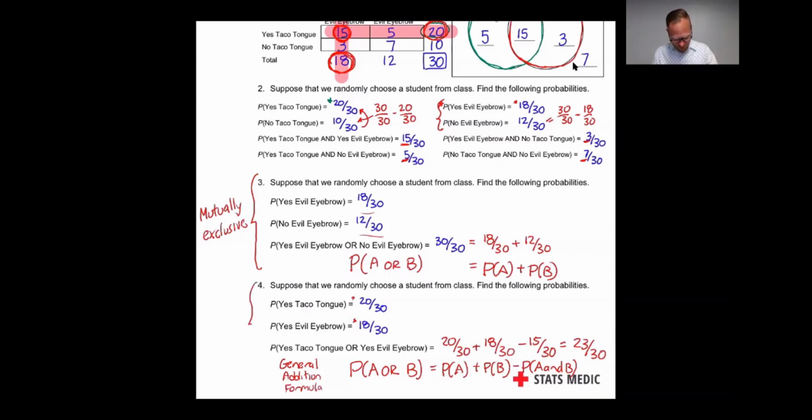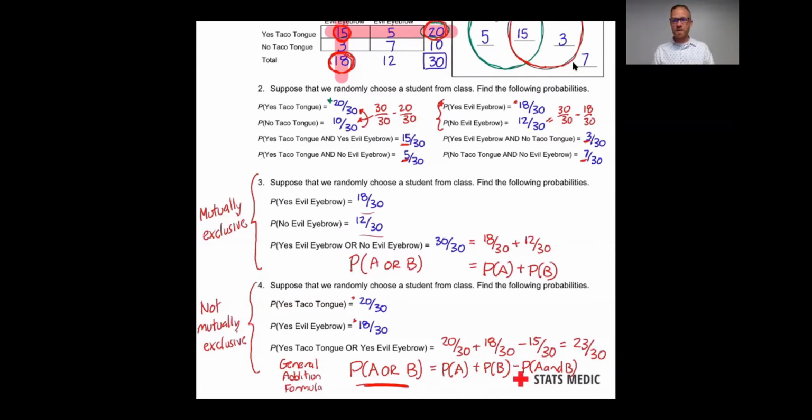Now, question number 4, yes, taco tongue and yes, evil eyebrow, those 2 events can occur at the same time, right? You can have a student that would fit into both of those events, yes and yes. So here, the events are not mutually exclusive. And so if you have two events that are not mutually exclusive and you're trying to find the probability of A or B, you must use the general addition formula.